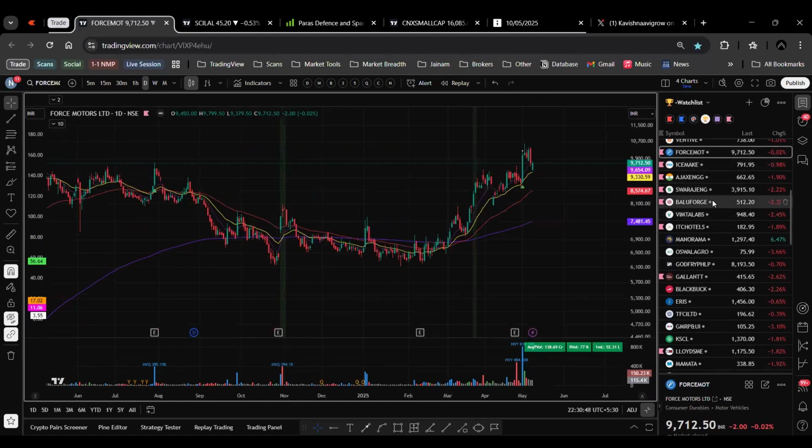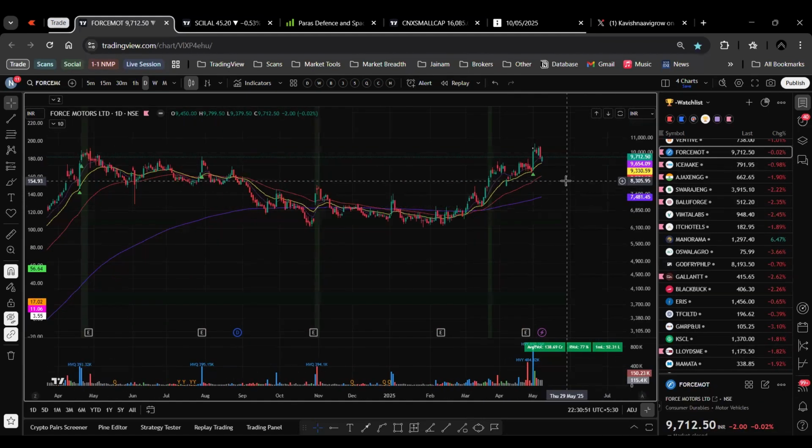Force Motors, and I'm only going through the stocks which we have added while scanning. Okay. Force Motors again, a good clean chart. Right side की जरूरत है.